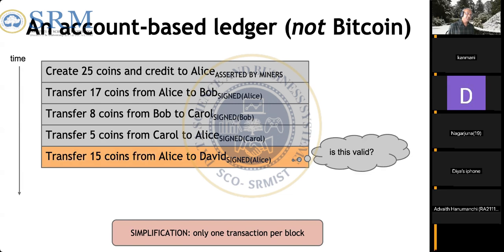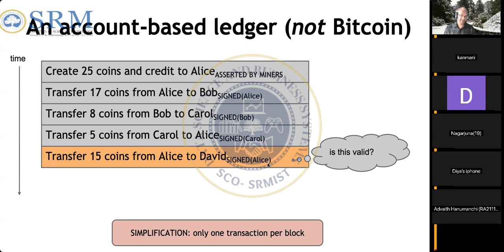Now let us say we have a new transaction saying that 15 coins are transferred from Alice to David. My question is, is this transaction valid? Let's say this is the whole ledger we have, containing only five transactions. The fifth transaction is happening now: transfer 15 coins from Alice to David, and Alice sends a transaction signing this.